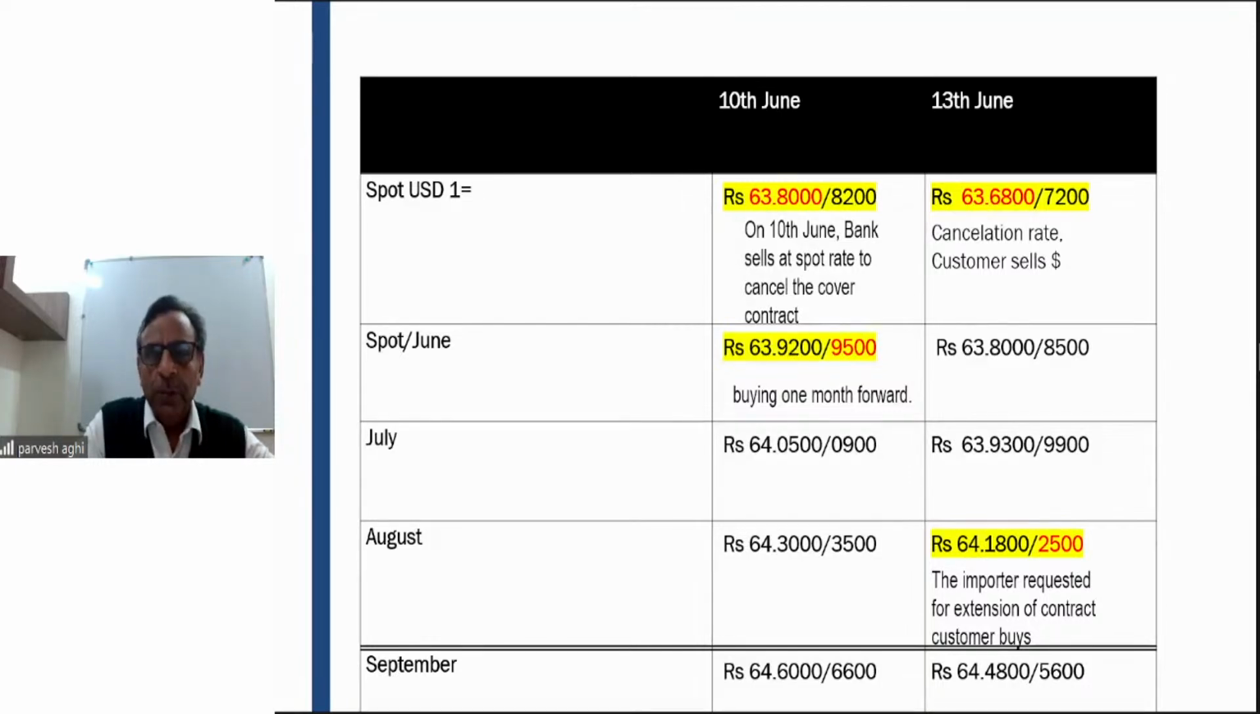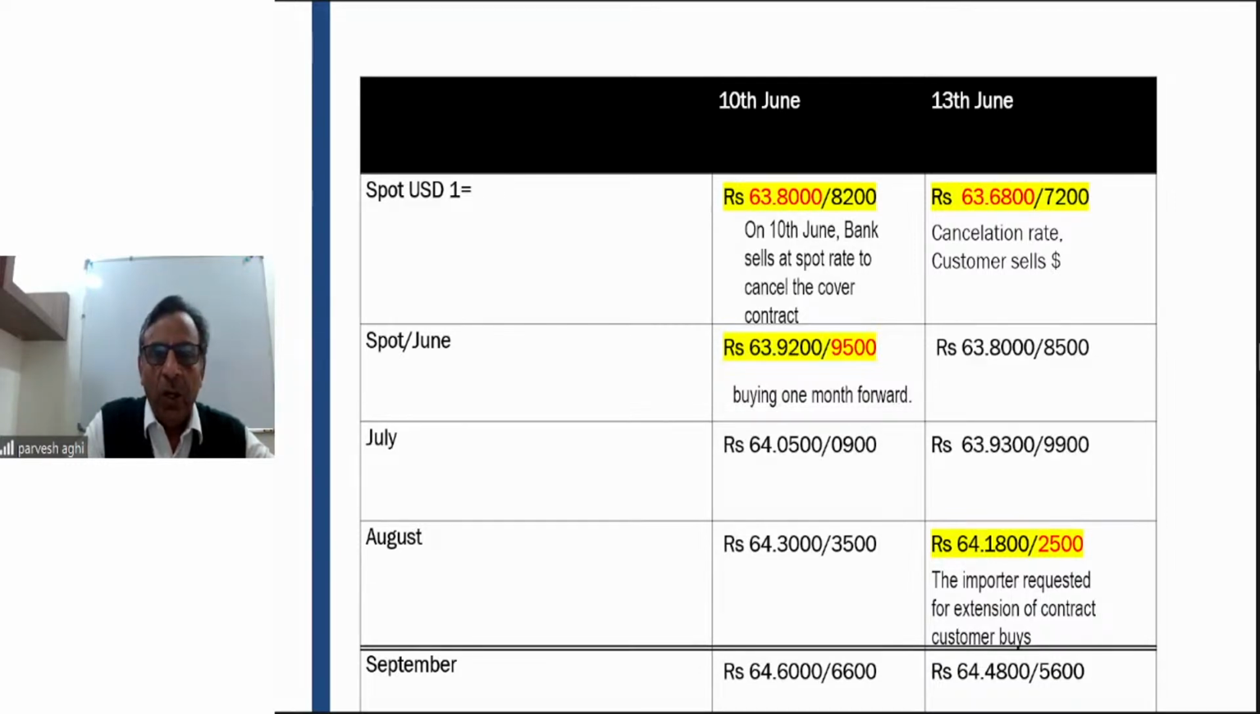Now on 13 June, you came to the bank and you said, I want to cancel the contract. So the cancellation rate is given as 63.68, which is the bank's buying rate. So originally you have bought, now you have to sell to cancel the contract.